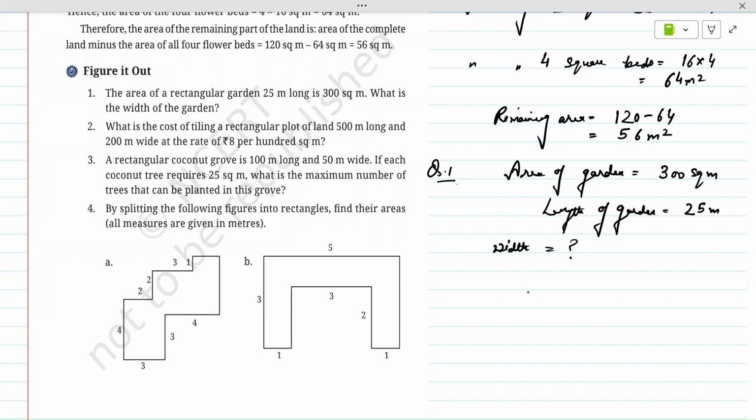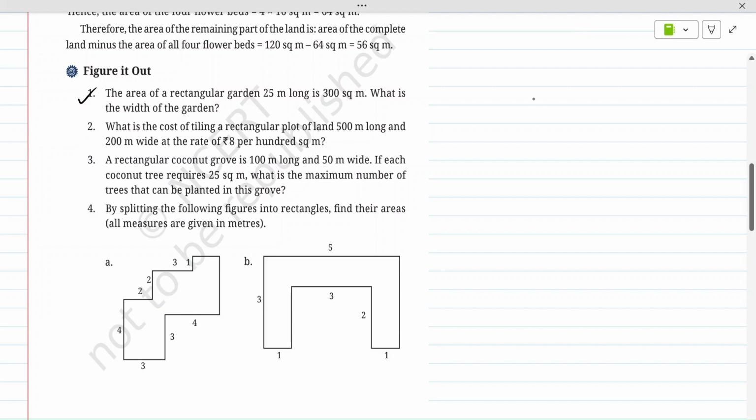What is width? We know the formula that area of a rectangle is equal to length multiplied by breadth. Area is given to us, this is 300. Length is given to us as 25 and we have to find the breadth. So what we will do? We will take this 25 across the equal sign, and this multiplication is going to change to division. So we will have 300 divided by 25. So this is equal to 12. That means the breadth is equal to 12 meters. Easy. These are very easy questions.